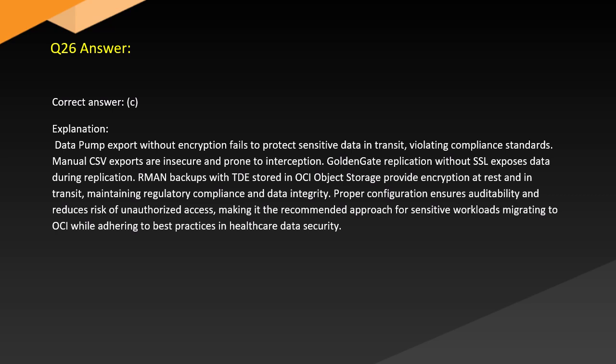Answer. Correct answer: C. Explanation. Data Pump export without encryption fails to protect sensitive data in transit, violating compliance standards. Manual CSV exports are insecure and prone to interception. GoldenGate replication with SSL exposes data during replication. RMAN backups with TDE stored in OCI Object Storage provide encryption at rest and in transit, maintaining regulatory compliance and integrity. Proper configuration ensures auditability and reduces risk of unauthorized access, making it the recommended approach for sensitive workloads migrating to OCI while adhering to best practices in healthcare data security.